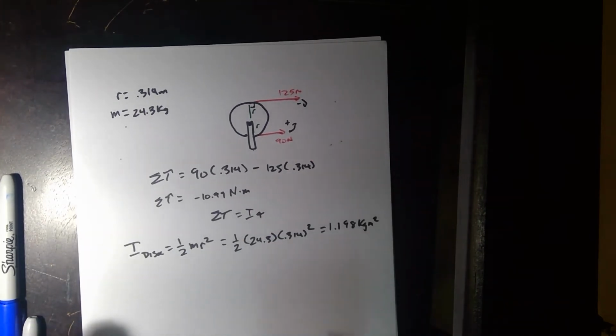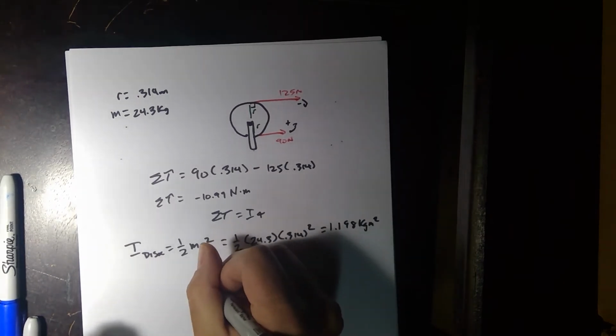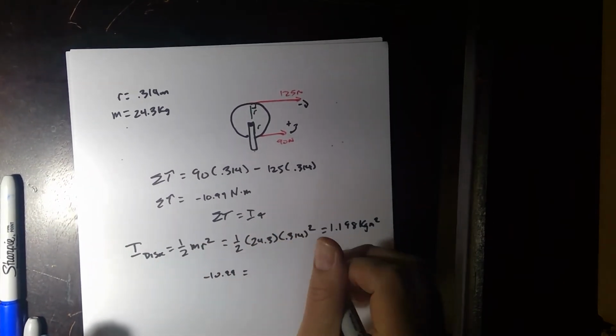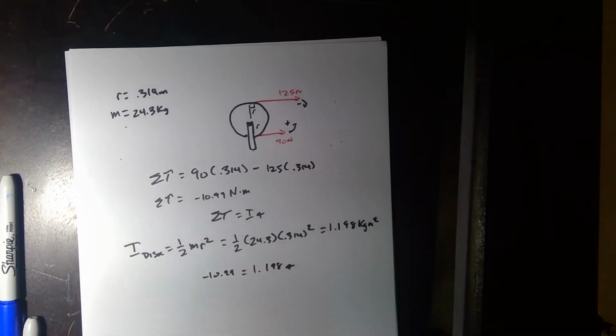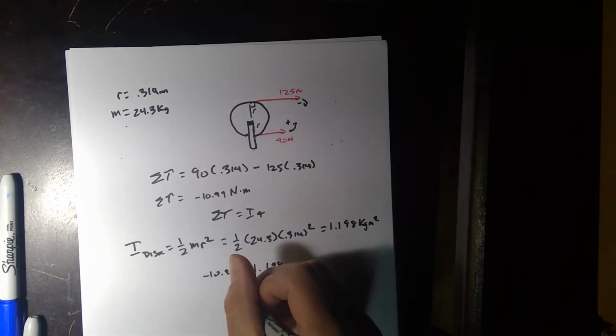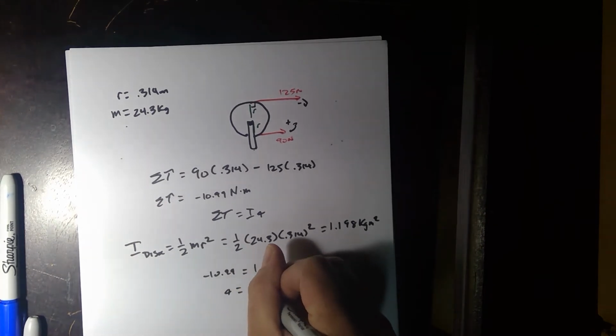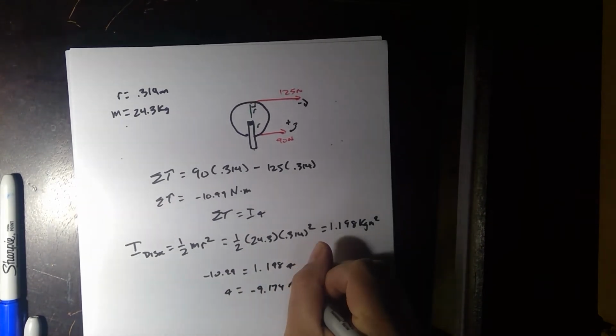Now we can solve for alpha here. Basically, sigma tau is negative 10.99. I is 1.198. Alpha is unknown, so we divide our quantities out, and I'm getting something like 9.17. Does that agree with our answer key? Not quite. Let me see, alpha. Negative 9.174 radians per second squared.